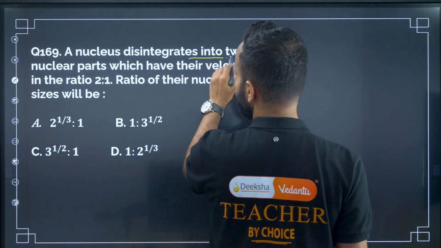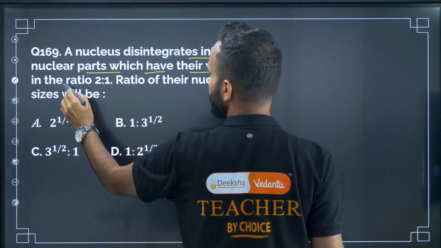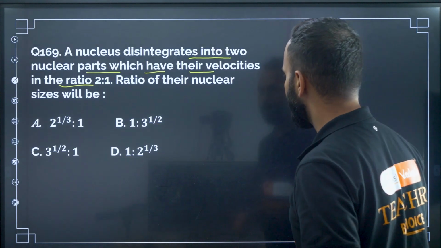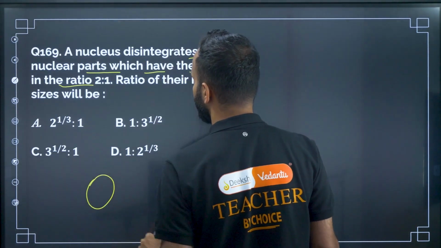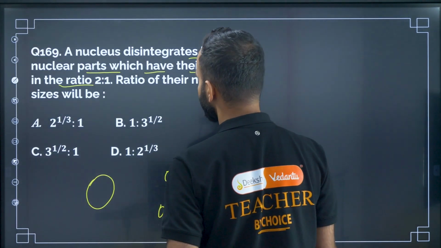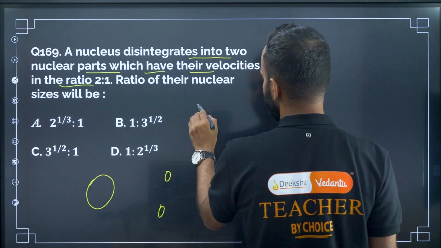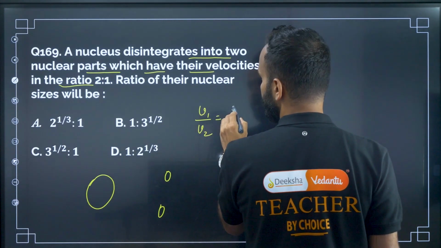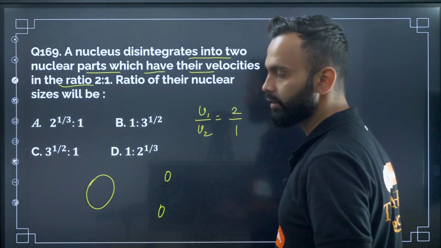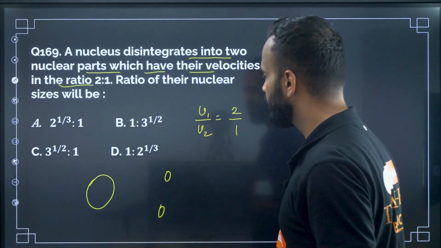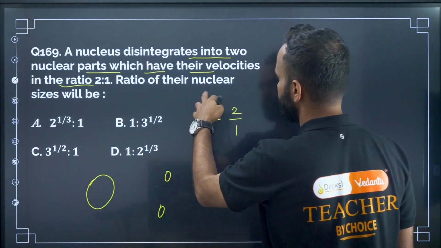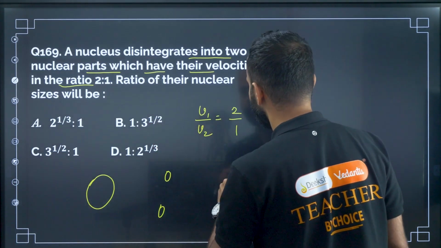A nucleus disintegrates into two nuclear parts which have their velocities in the ratio 2:1. Ratio of their nuclear sizes will be? So this nucleus disintegrates into two parts which have their velocity ratio v1 divided by v2 equal to 2 by 1. We need to find the ratio of their sizes, that is, the ratio of the radius of these two nuclei.